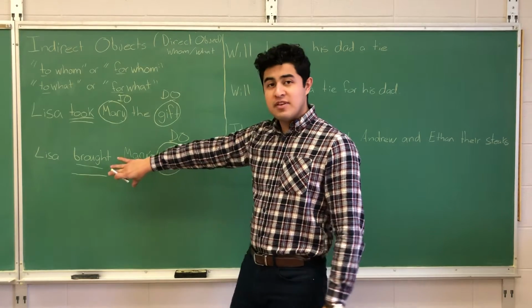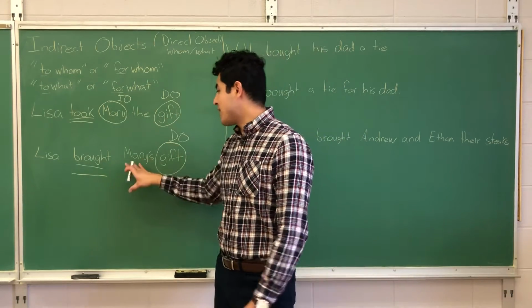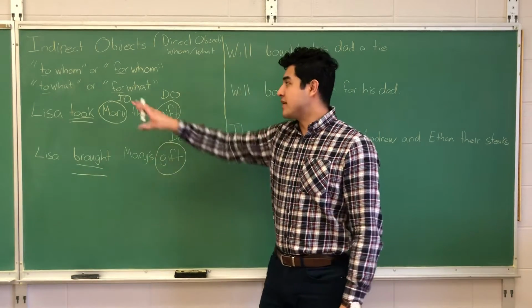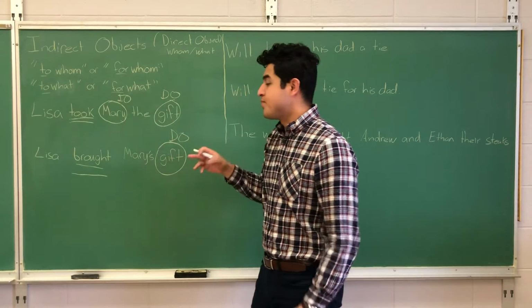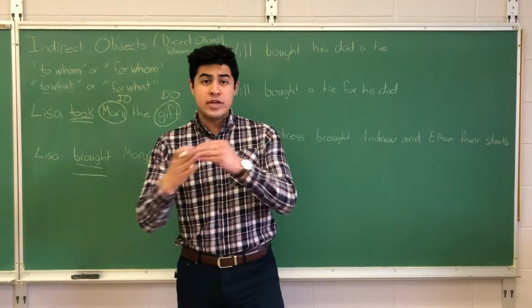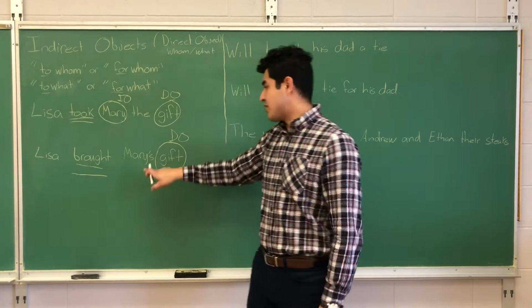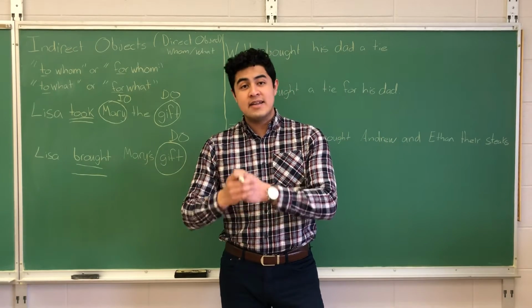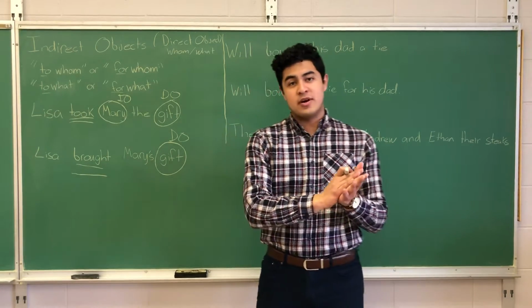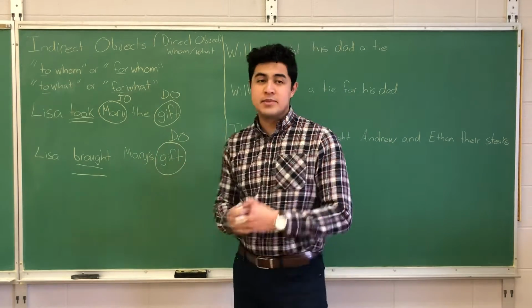Mary's. Mary's is a possessive noun. Mary's doesn't tell us to whom or for whom. It implies that it's Mary's gift, but it doesn't answer the question to whom or for whom. Also, if you read the rule, possessive nouns cannot be indirect objects, okay? Possessive nouns are made by the apostrophe S, okay? So when you see that, that is not going to be an indirect object. So in this sentence, there is no indirect object, okay?